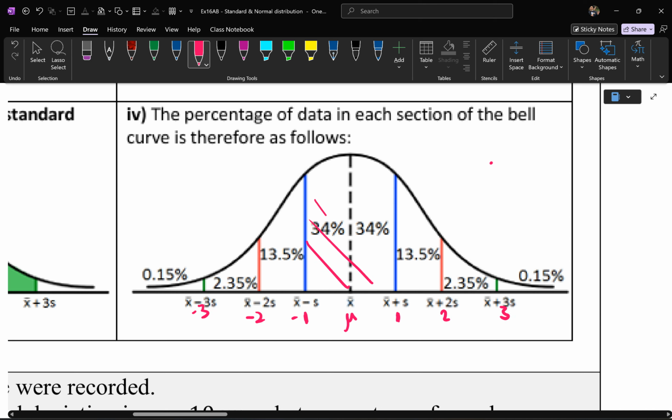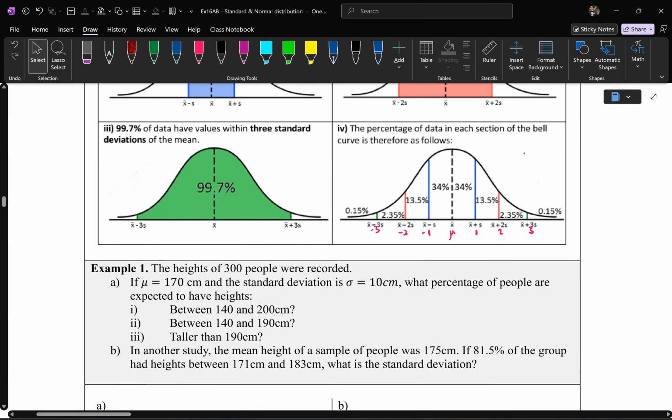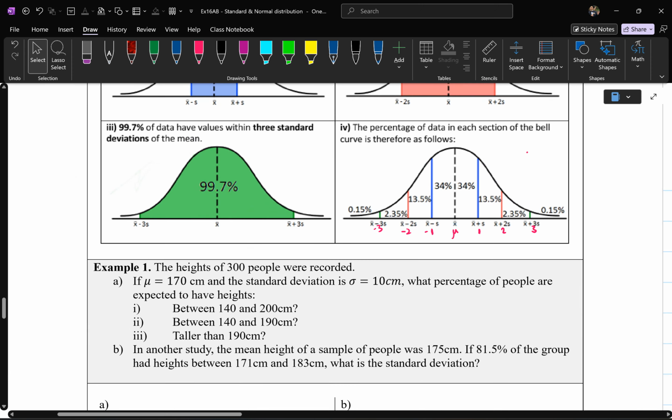If you're wondering how they knew this was approximately 68, again, standard normal. You can do it on your CAS: norm CDF between -1 and 1, and you would get approximately 68. It's not exactly 68, it's approximate. Okay? So what are you doing in this exercise? You are using that property of a curve to answer these questions. Let's do this example.